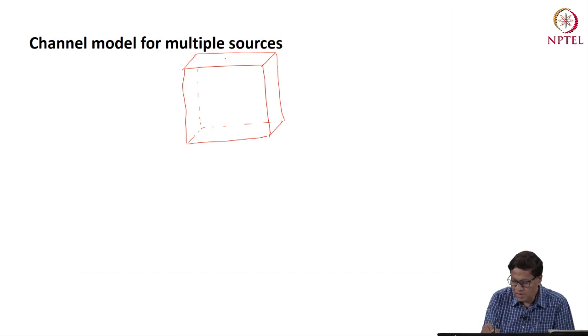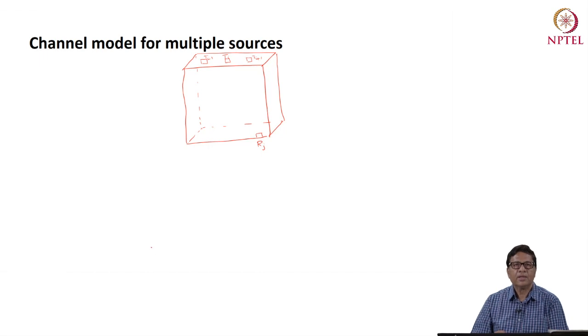So assume that there are many sources. So this is Ti, this is Ti plus 1, and this is Ti minus 1. And then there is a receiver here, which is Rj. And this receiver has, as earlier, some cone where it can accept light.